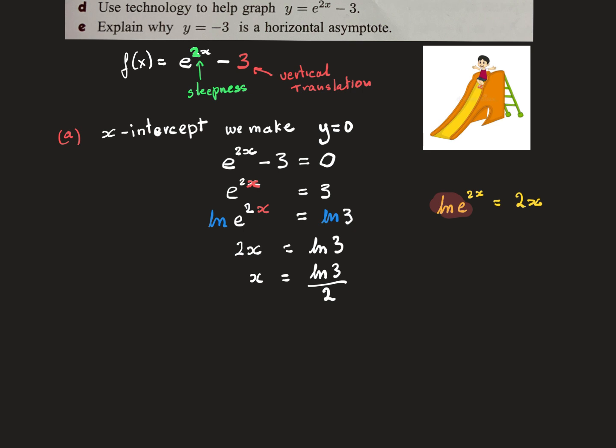This answer could be simplified if I look at it like this, and I'll say a half ln 3. So if I've just separated the half, I use my laws of natural logs, and remember that ln 3 therefore is to the power of a half, which ends up being ln root 3.